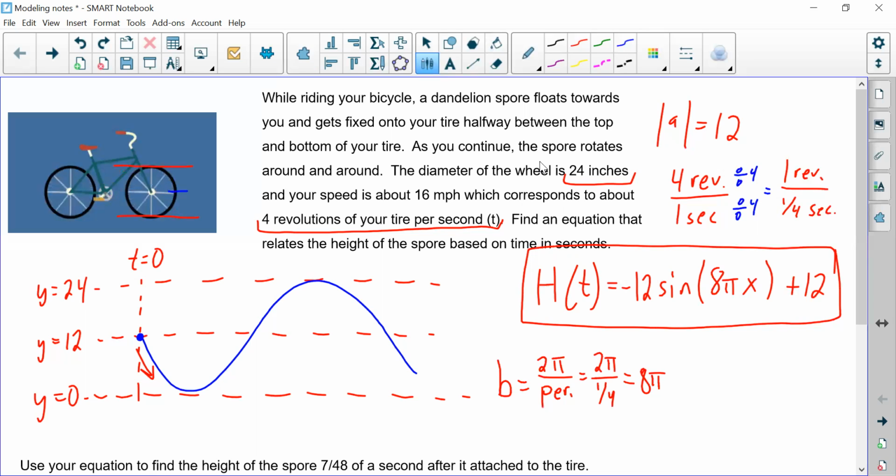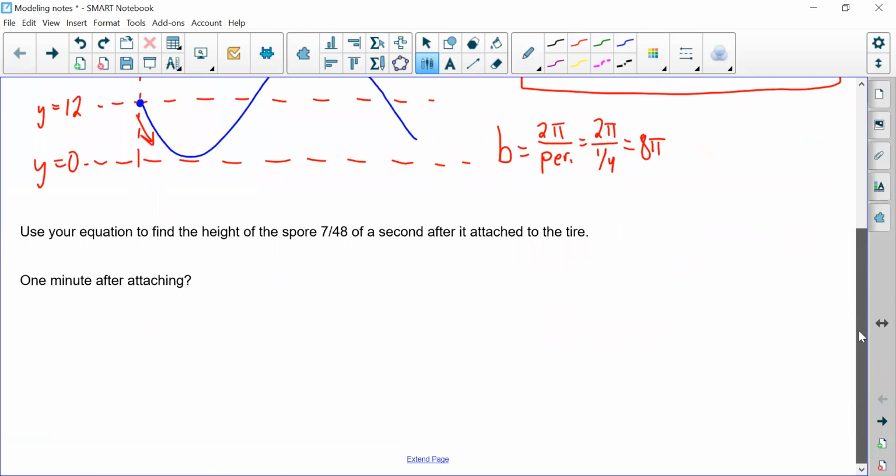The height, oops, I gotta do t, not x. The height of the dandelion spore based on time in seconds. The height in inches based on time in seconds can be expressed by this function. And when we see each other again, we will answer these questions.